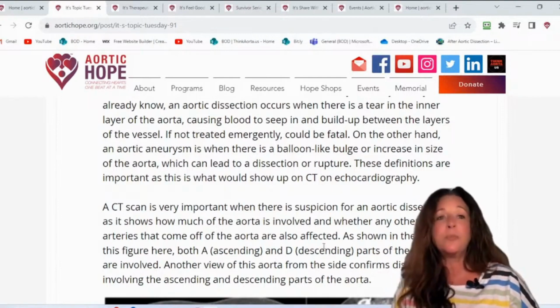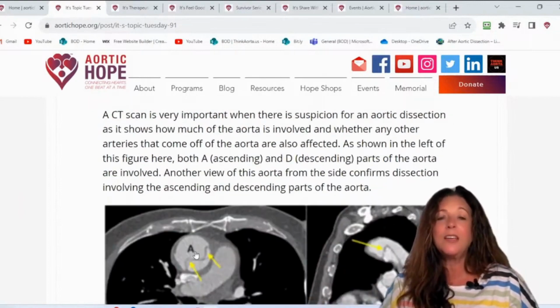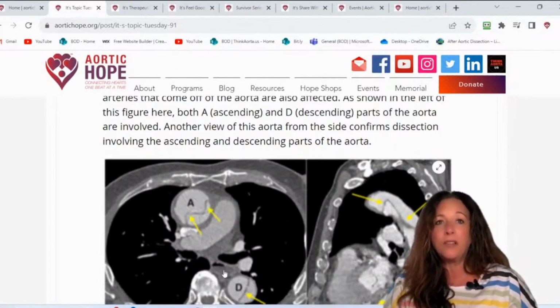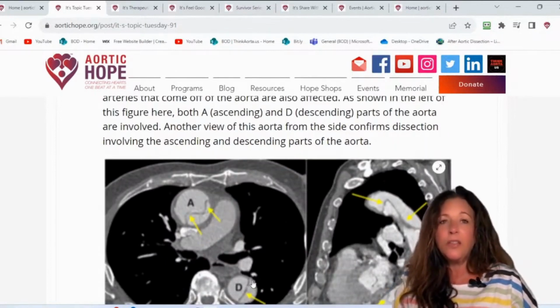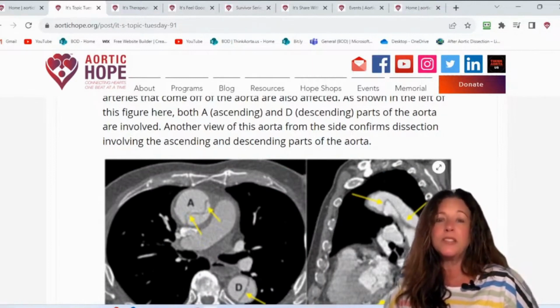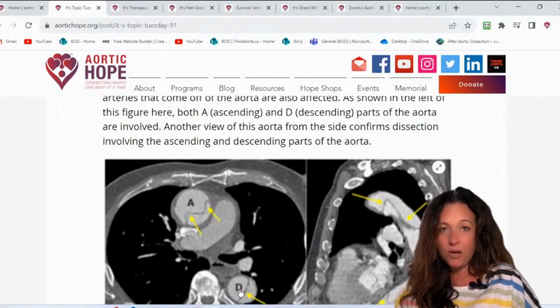We're going to take a look at this picture here as shown on the left of this figure, both A, which was ascending, and D, which is descending. These are parts of the aorta that happen to be involved in this person. And another view of the aorta from the side, which you can see right here, actually confirms a dissection which involved both the ascending and the descending parts of the aorta.